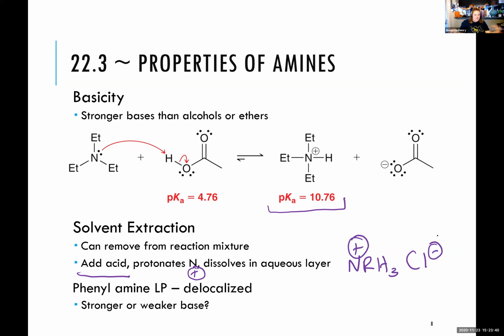So we've essentially turned it into a salt, which makes it aqueous in the water layer. Ions are generally very soluble in water. And so that can now give us a way to separate it into the aqueous layer and get it out of the organic layer. So it's a great reagent for that purpose.